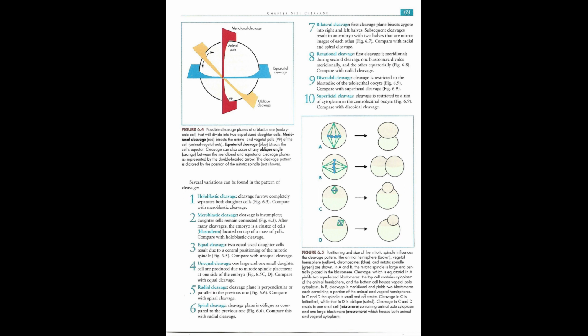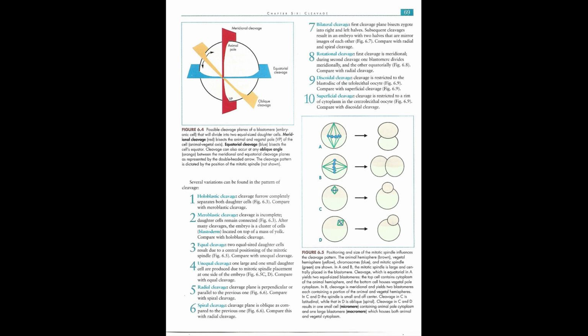Bilateral cleavage: the first cleavage plane bisects the zygote into right and left halves. Subsequent cleavages result in an embryo with two halves that are mirror images of each other, Fig. 6.7. Compare with radial and spiral cleavage. Rotational cleavage: the first cleavage is meridional; during the second cleavage one blastomere divides meridionally and the other equatorially, Fig. 6.8. Compare with radial cleavage.